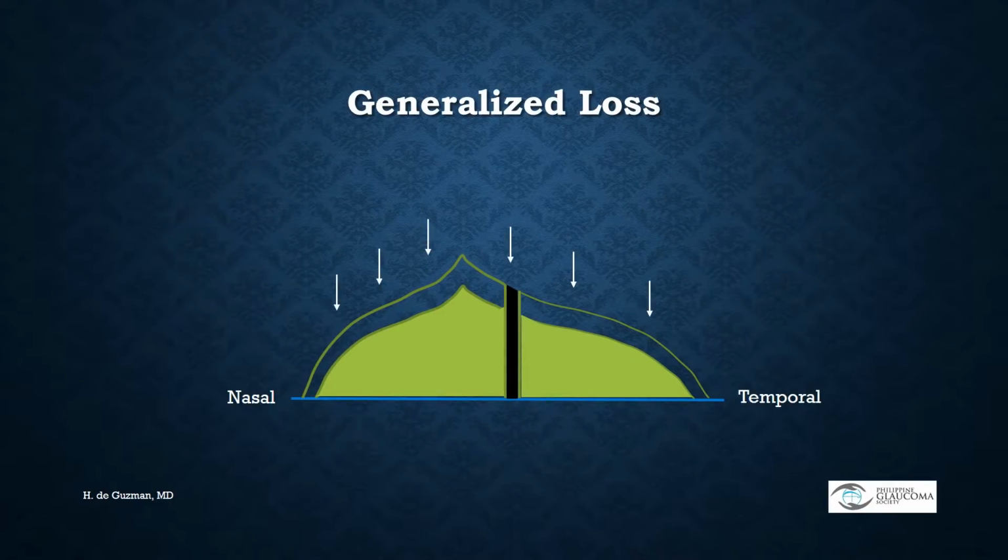If our hill of vision is lower than it's expected to be, but the loss of height is equal at all points, this is called generalized loss of sensitivity. The shape of the hill of vision still remains the same. This can be due to disease or simply increasing age.